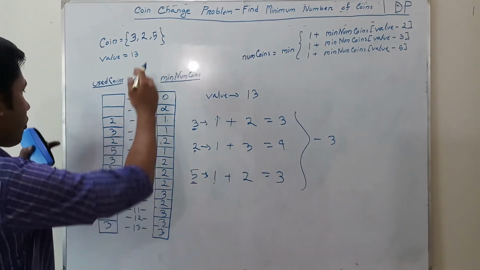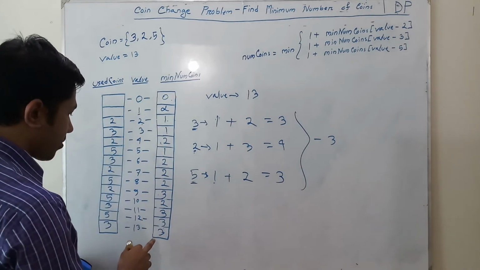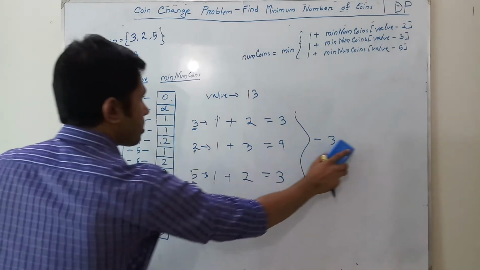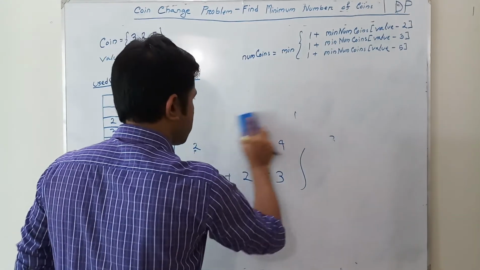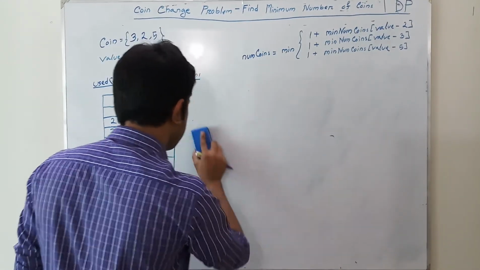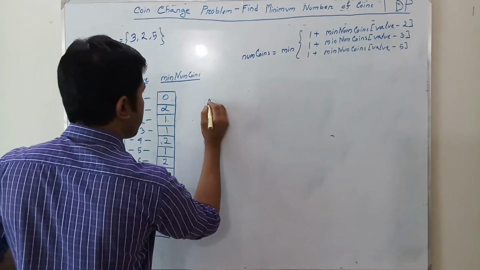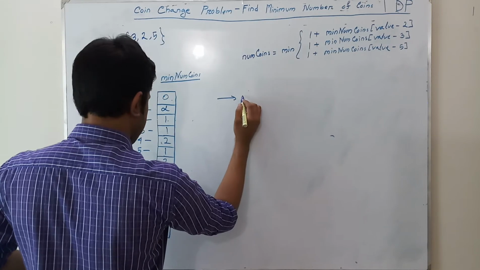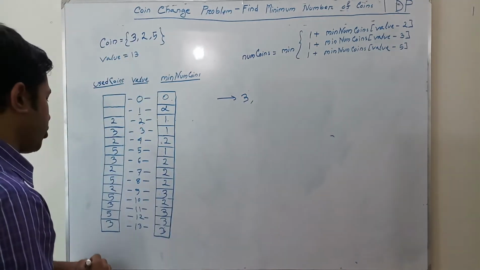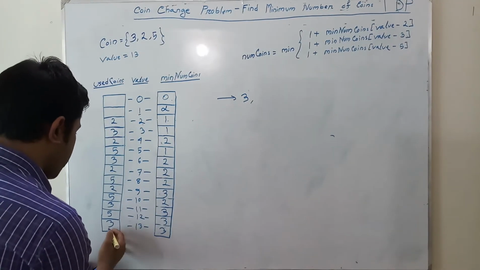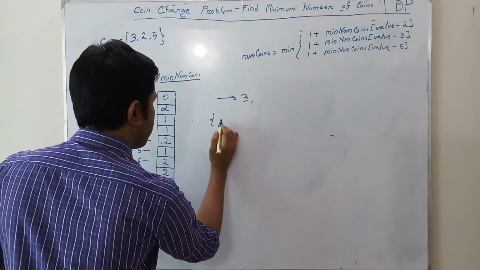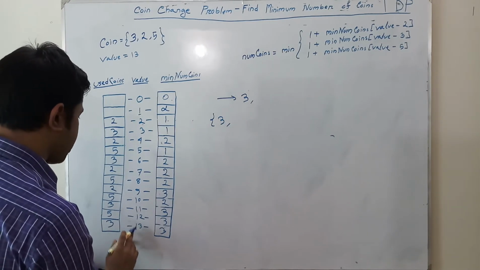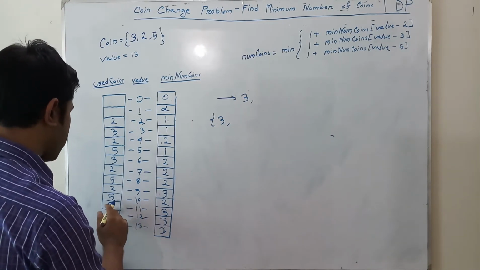So to make the value 13, we need a minimum of 3 coins, and now we will see which coins we will use. Here for 13 we have used 3. The set will be 3. As we have used 3, the remaining value will be 13 minus 3 equals 10. And for 10 we have used 5.